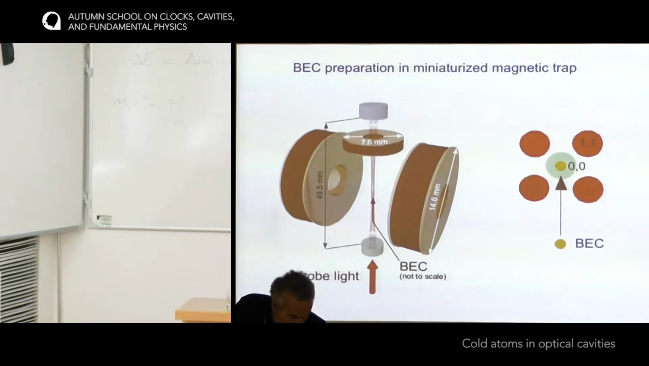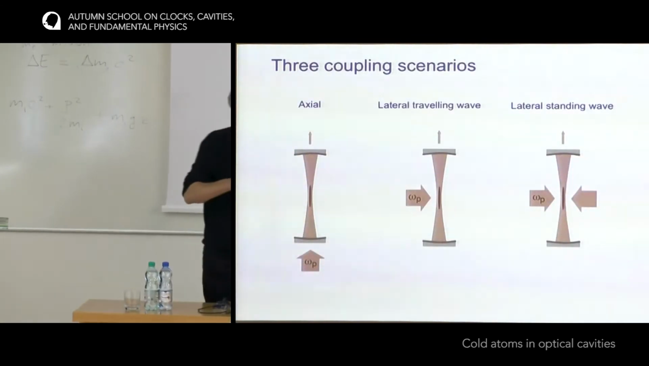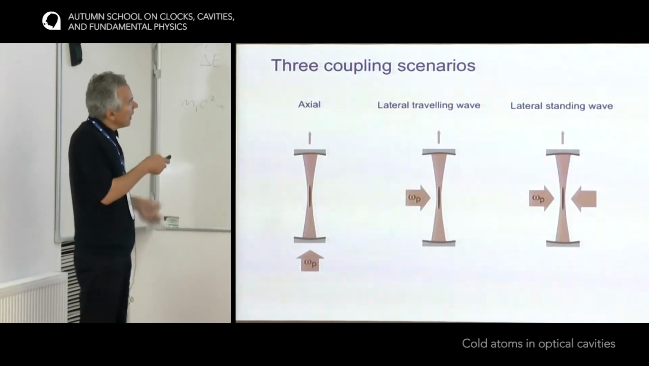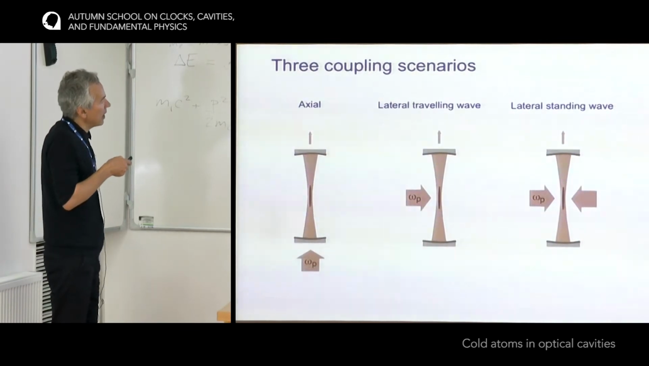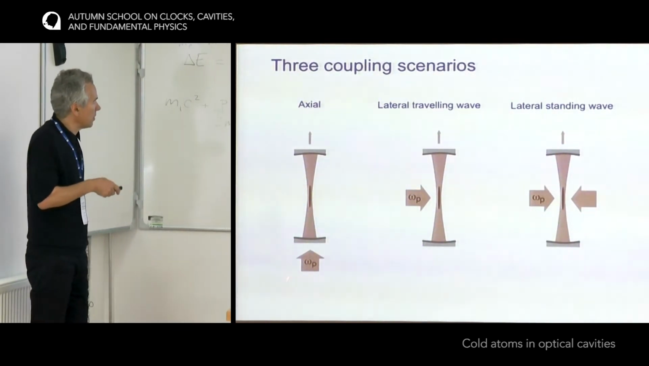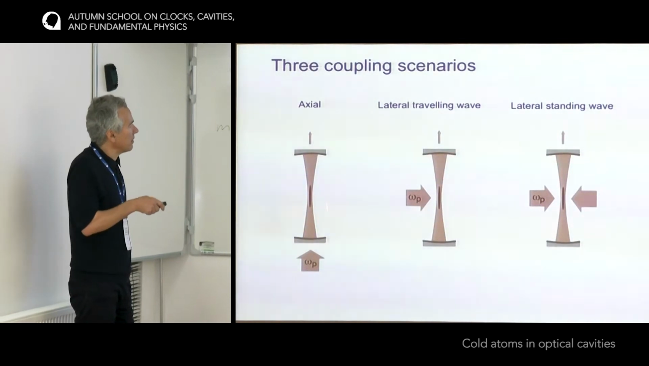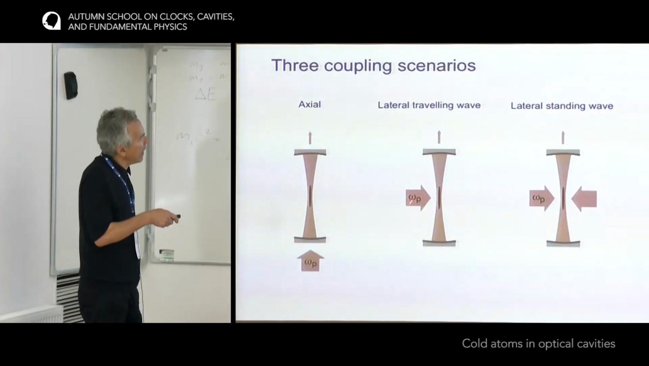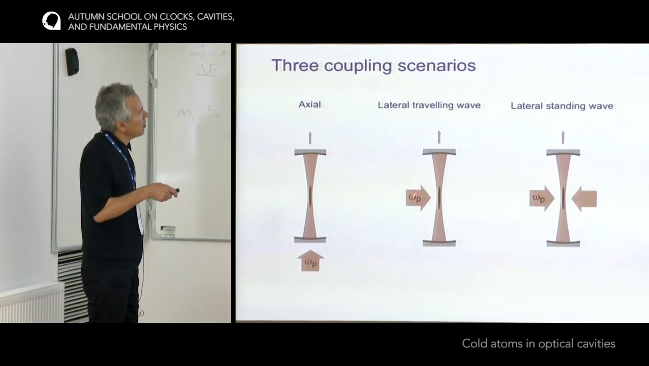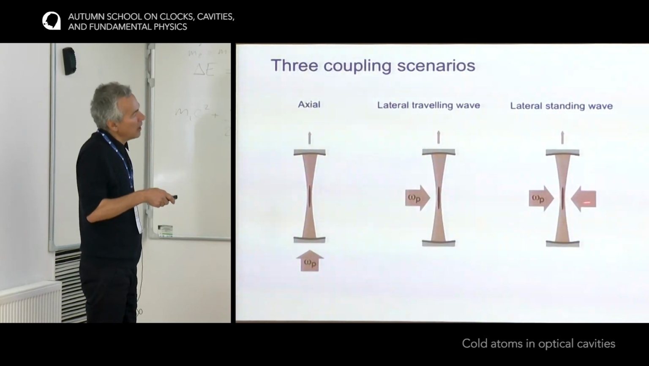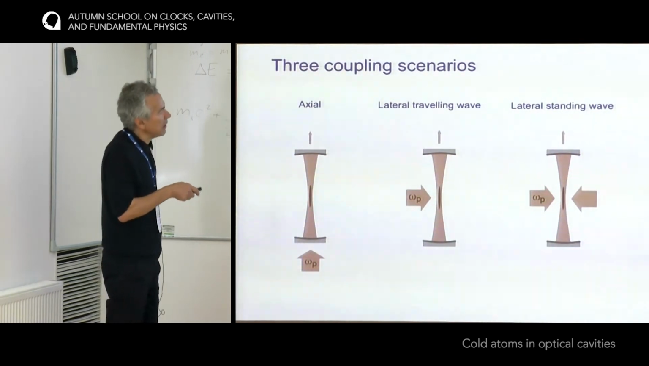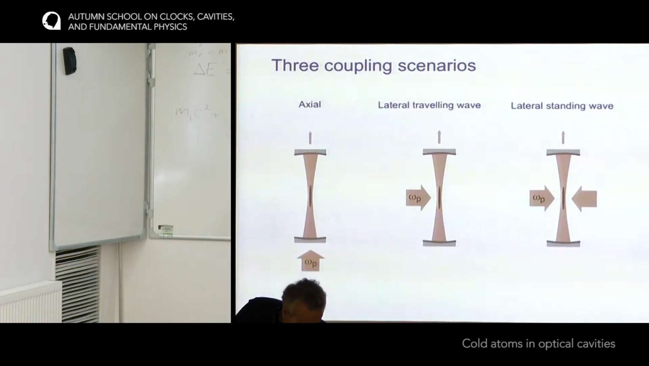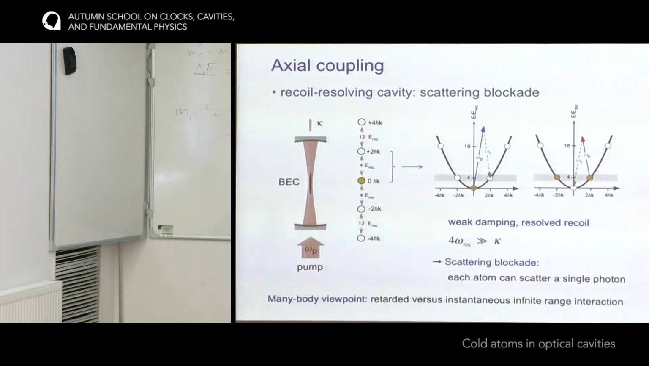Okay, so that's all I will say about the technical part of doing these experiments. There are different scenarios of how one can couple light to the cavity. Obviously, the most natural way is to couple axially, but we can also shine light from the side onto the atoms, and we can do that with a traveling wave or with a standing wave. Each of these schemes I will show you in action in the following. So let's start with axial coupling.